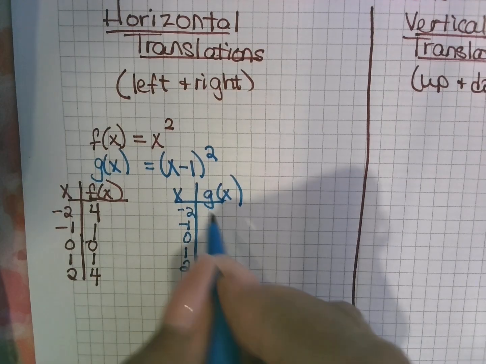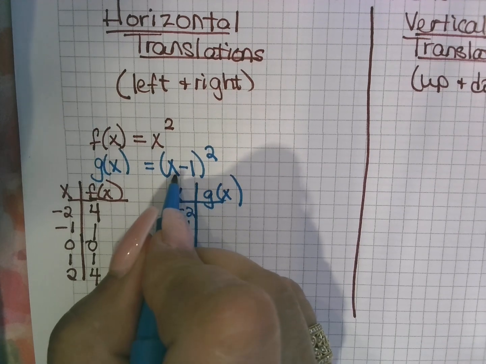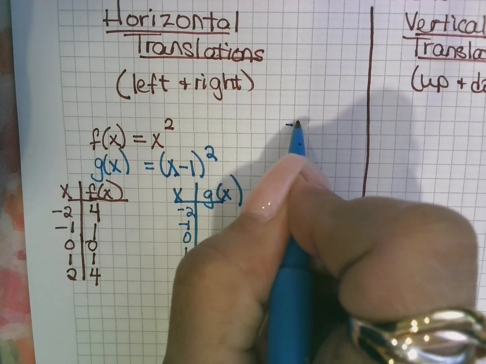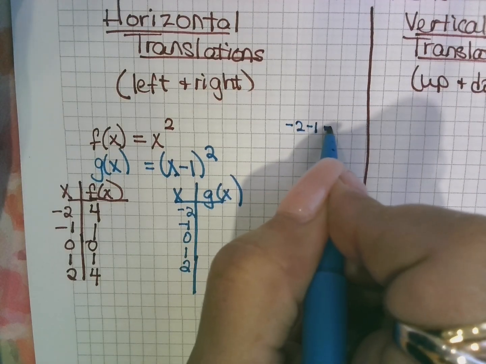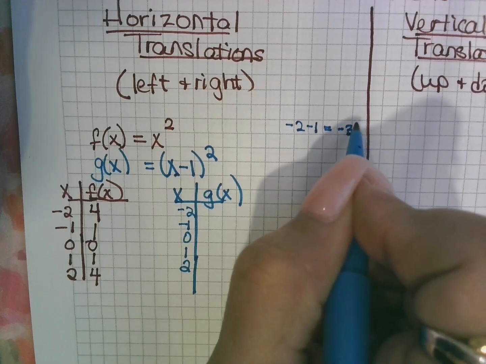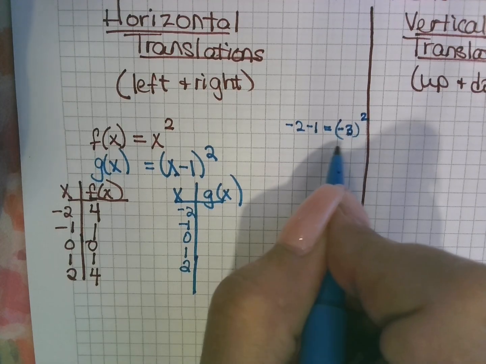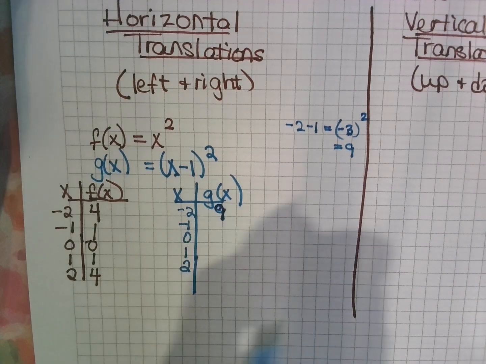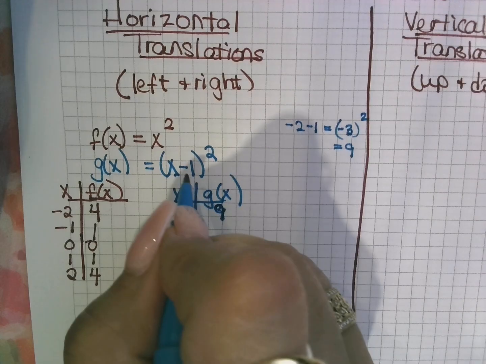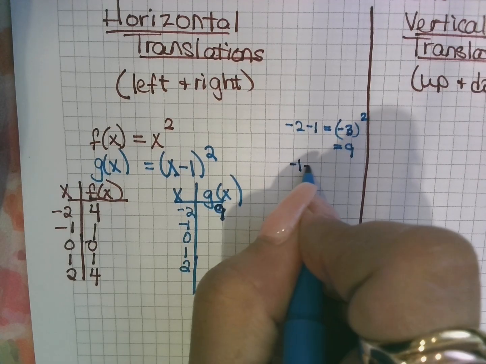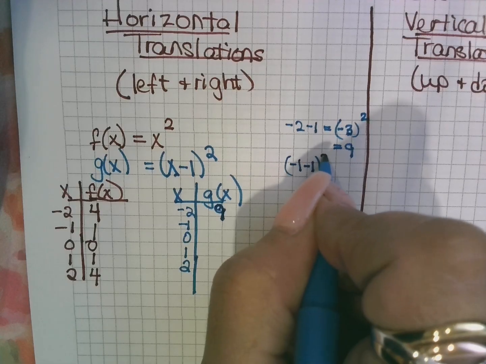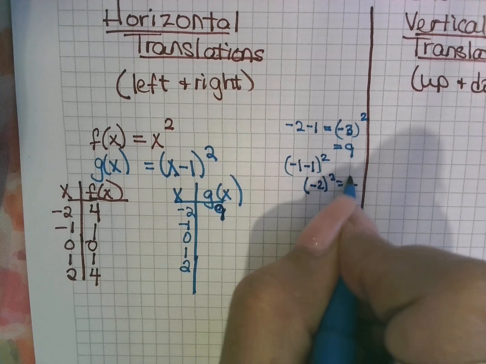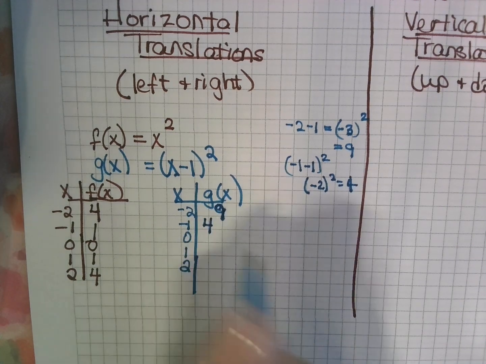Now, let's take a look at the transform function. If I put a -2 in here, that's going to be -2 minus 1, and that is equal to -3. And then we square the -3, that's going to give me a 9. So this one is 9. Let's put in a -1 here. That would be -1 minus 1 squared. And that is -2 squared, and that'll be +4. So this one is 4.